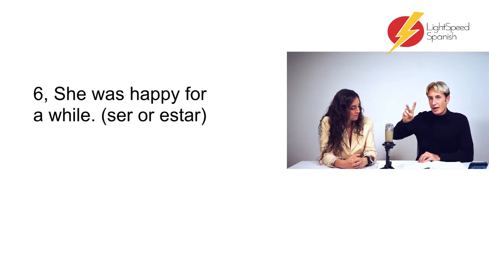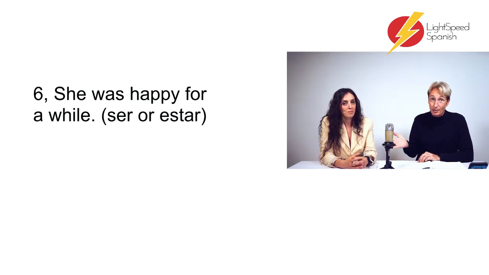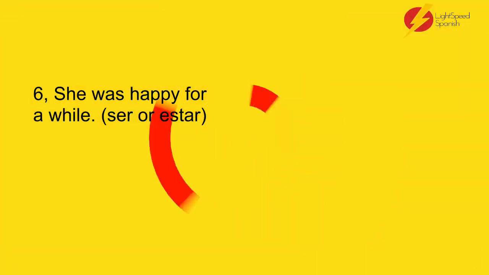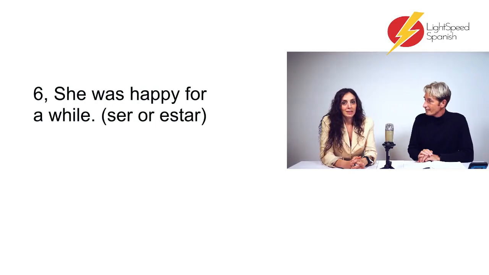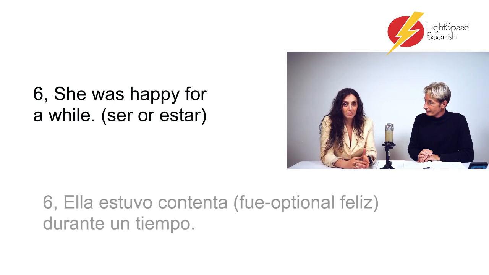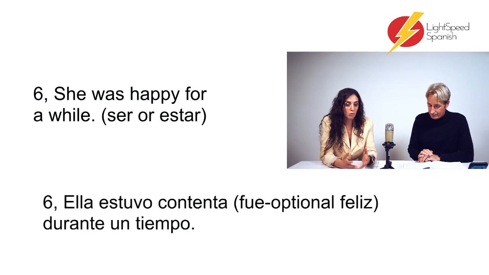And now we're going to use ser o estar. You've got to decide. And obviously, preterite or imperfect. Fue feliz durante un tiempo. O estuvo contenta durante un tiempo. O durante un rato. O un rato. So if you notice that Cynthia, even though she used ser and estar, she used preterite in both. Why? Because we've got for a while. If you measure it, you've got a preterite. You've got no choice.